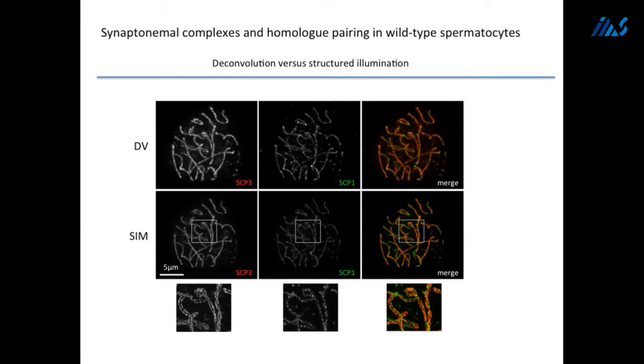However, we've also used structured illumination, a super resolution technique, which improves the resolution by a factor of about 2. In structured illumination, you can actually begin to distinguish each side, both threads of the lateral element protein SCP3 linked together by SCP1. So this provides a very nice way of determining whether your homologous pairs have come together or not, because you'll see 2 threads versus 1.